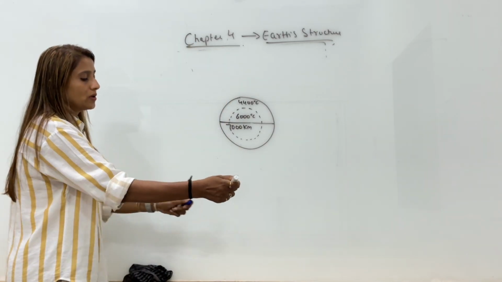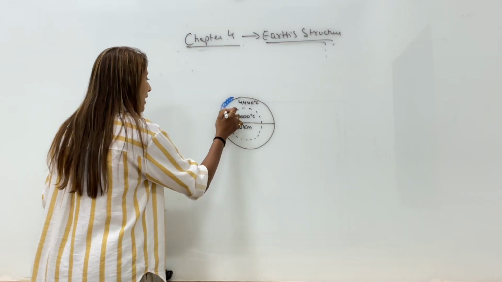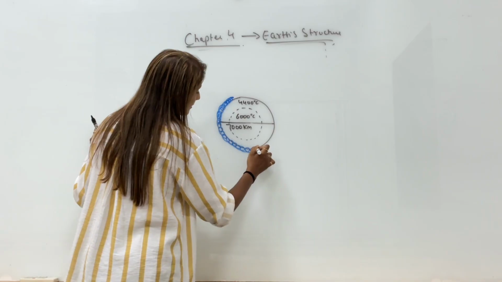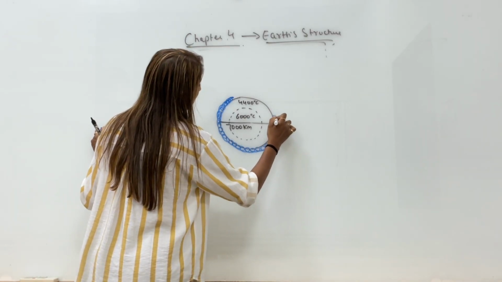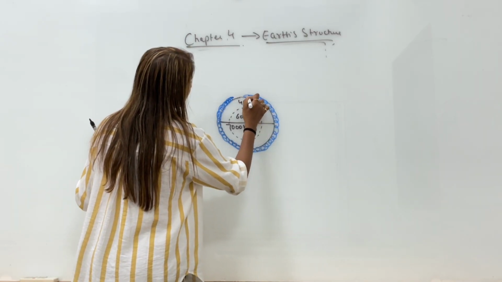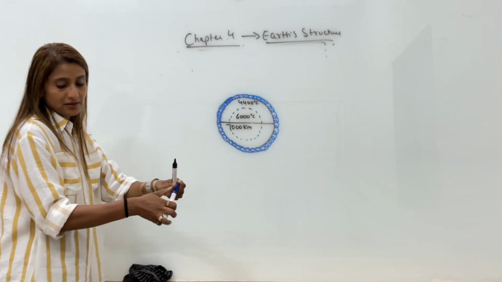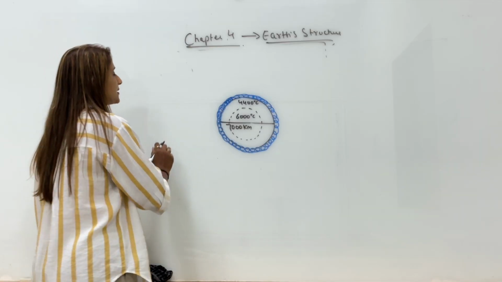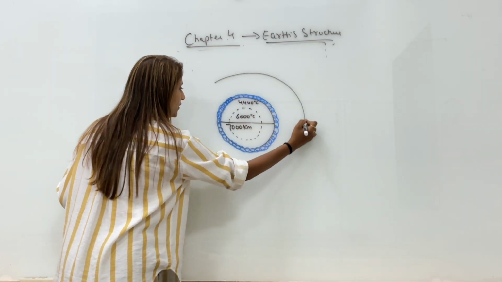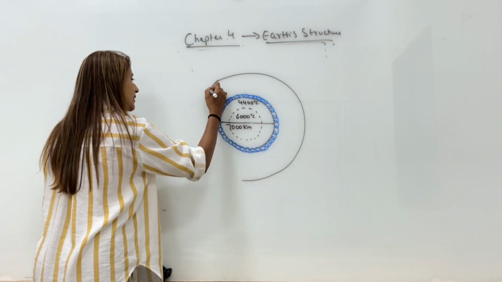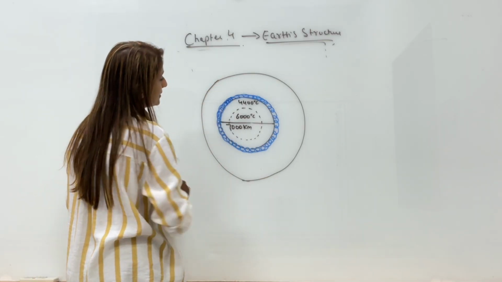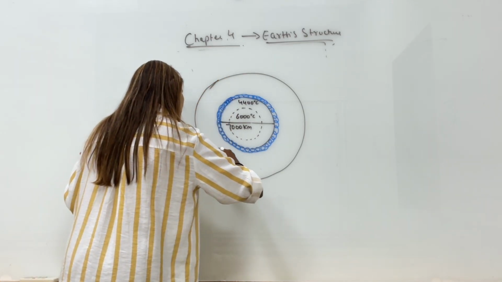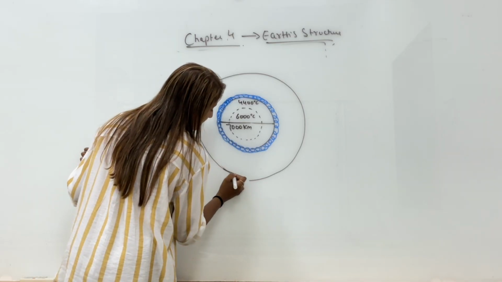Now after core comes a boundary called the core mantle interface. It's a boundary between core and mantle, and this boundary is called Gutenberg discontinuity. Now we are going to talk about the next layer. We will talk about this boundary afterwards. The next layer is called mantle.